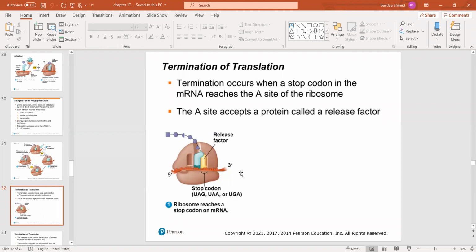When a ribosome reaches a stop codon on mRNA, the A site of the ribosome accepts a release factor, a protein shaped like tRNA instead of an amino acid tRNA.